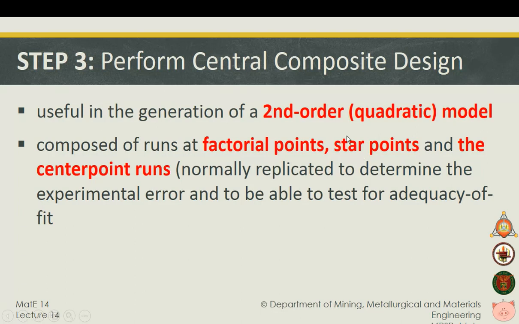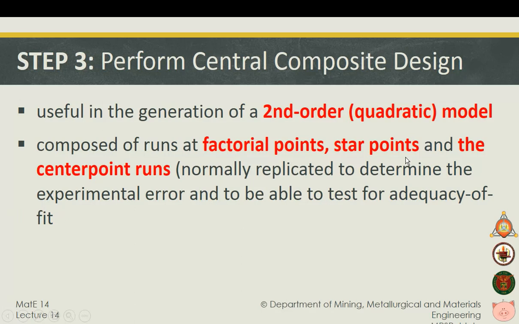So for the CCD, bukod dun sa factorial points and the center point runs. Again, factorial points here is yung original 2 to the k settings, yung mga low and high settings, that's the minus 1 and the plus 1 coded settings. Then the center point runs, 10 center point runs, where the coded settings are 0. And now we add what we call star points.